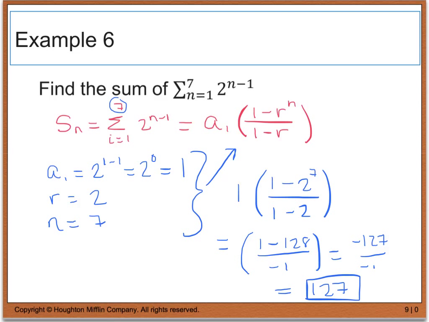So if you were to find each individual term, 2 to the 1 minus 1, 2 to the 2 minus 1, 2 to the 3 minus 1, all the way up to the 7th, the value of n equals 7, you would find that adding all those individual terms up gives you 127. So I would hope that you would agree that this formula here is actually simpler to use.